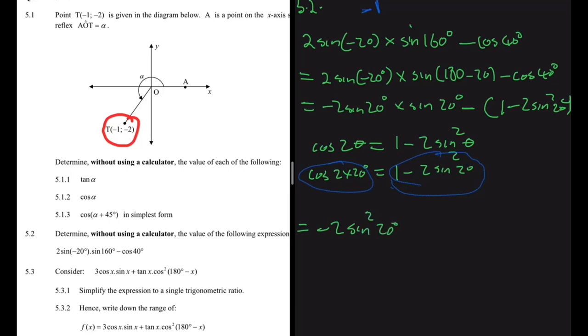Minus, so let's solve that bracket. So we have minus multiplied by 1, that will be minus 1. And then minus multiplied by minus, that will be plus 2 sine of 20 degrees squared.